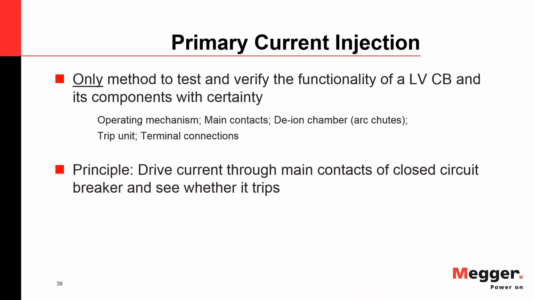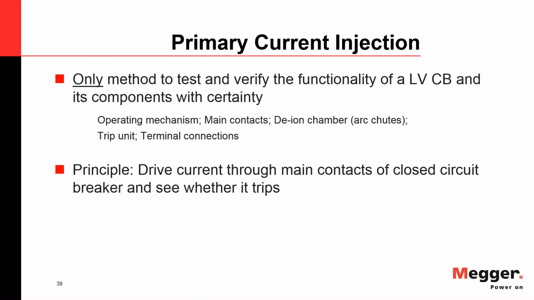So what is primary current injection? As I said, it's the only method to test and verify that the entire system, the low voltage circuit breaker, works. That means all of the components work. And I spelled it out here a little bit more detailed. The mechanical parts, the operating mechanism, then the contacts. Of course, not just the main contacts. In a low voltage airframe circuit breaker, you also have specifically arcing contacts; that applies the same, so any contact. The arc chutes, of course. The trip unit, very important, because that's kind of the brains of the circuit breaker, and that all the connections are good.